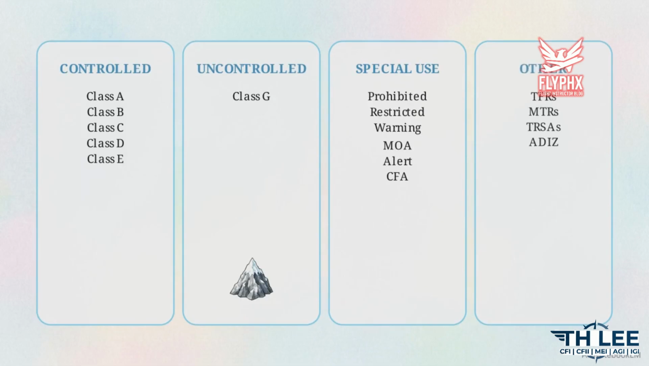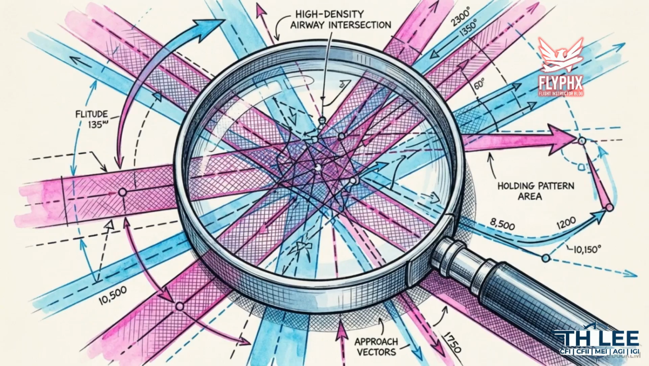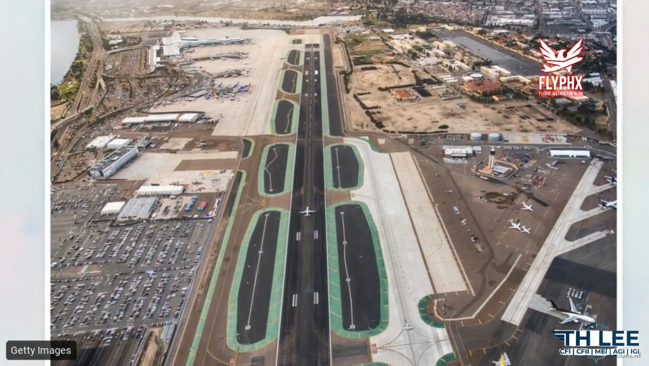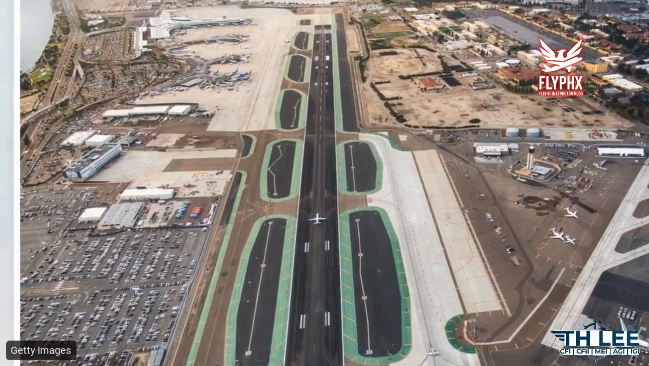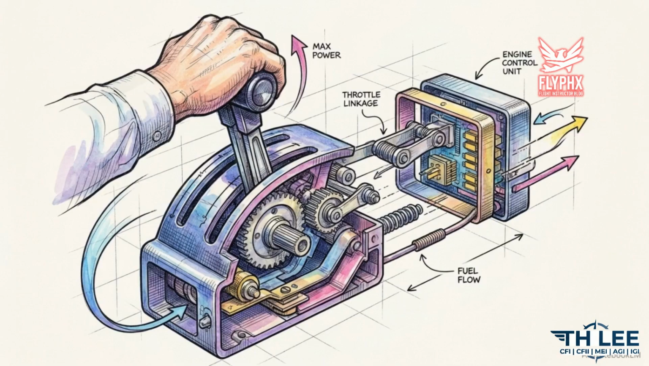Within those two broad categories, the system is further broken down into four functional types: controlled, uncontrolled, special use, and other airspace. This entire system is dictated by operational logic. The categories and types scale based on two factors: the complexity of the operations occurring there and the density of the traffic. The goal is to maximize both safety and aircraft flow efficiency.